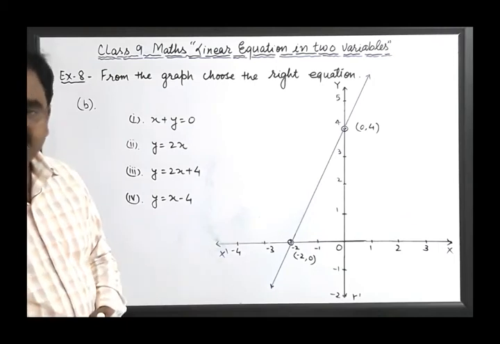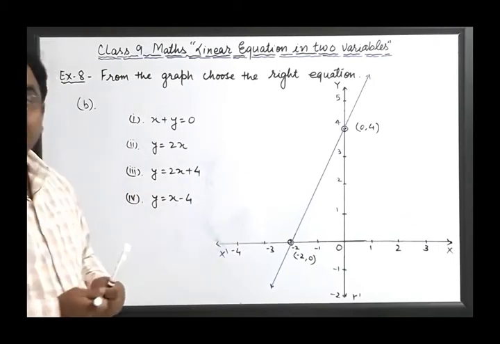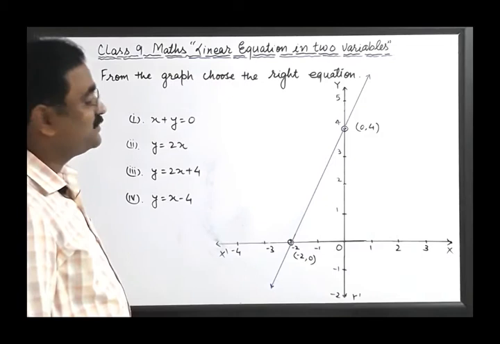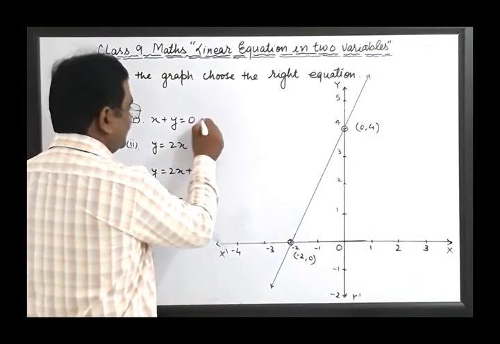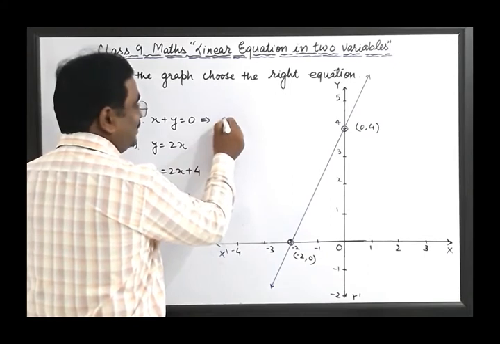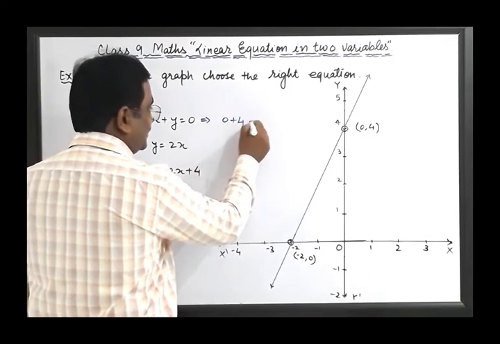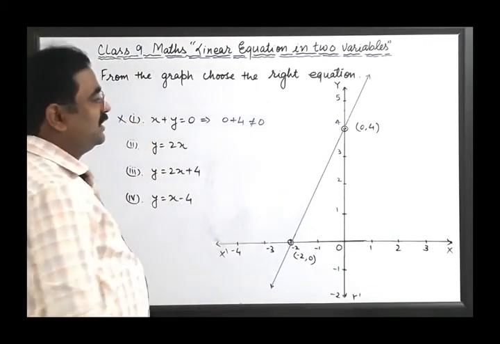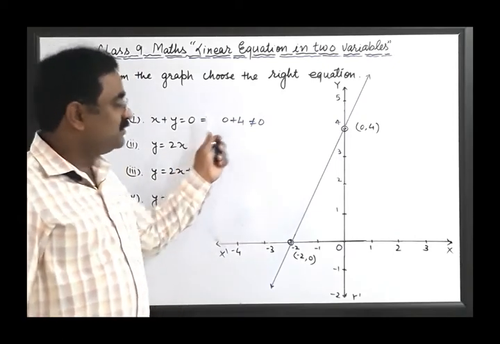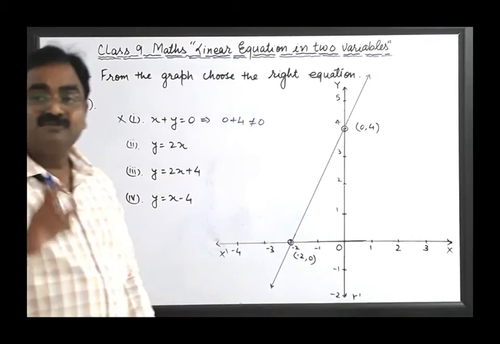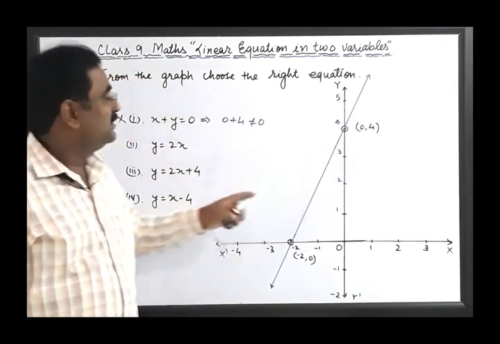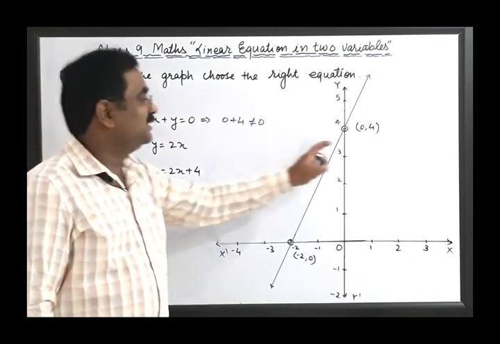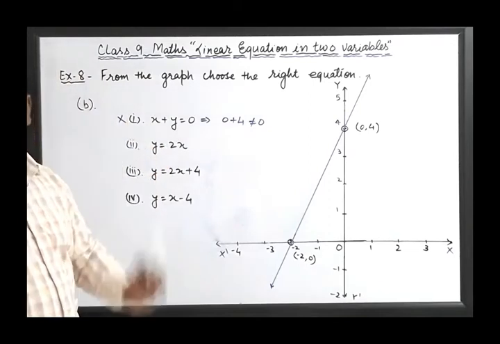First equation, let us check. The first equation is given x plus y is equals to 0. For the first coordinate, x is equals to 0, y is equals to 4. If you check it for this, x plus y means 0 plus 4 is equals to 0, which is not equals to 0. Therefore, this is not our required answer. Means this equation is not the equation of this given line. Why? Because this point does not satisfy this equation. Means this is not the solution of this equation. Simple thing, in simple words.